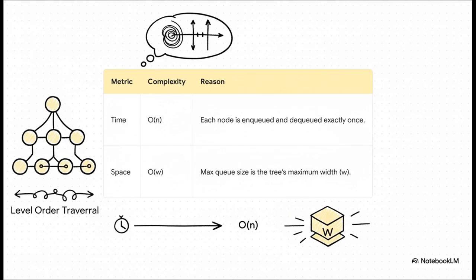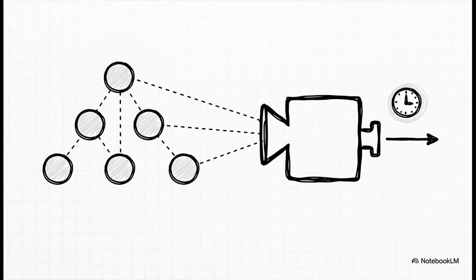Let's dig into why. So why is the time O of n? It's really simple when you think about it. Every single node in that tree gets put into our queue exactly once, and it gets taken out exactly once. We're doing a constant amount of work for each node. There's no repeated effort. It's perfectly efficient.